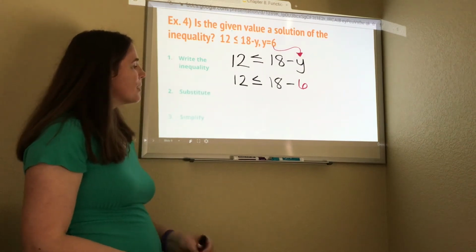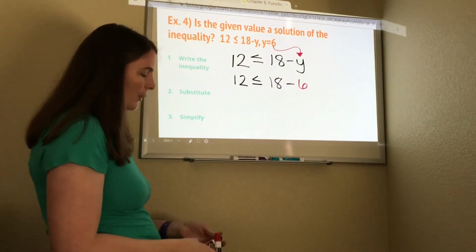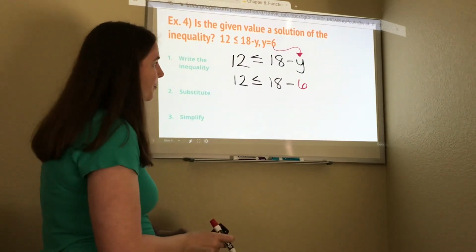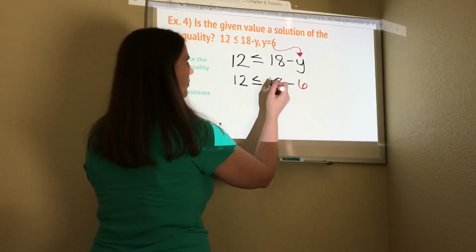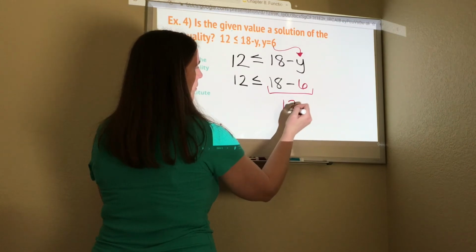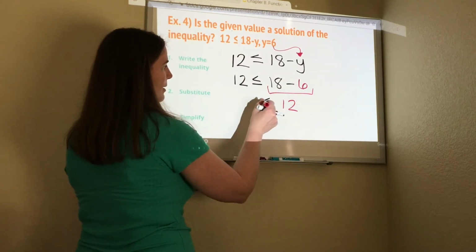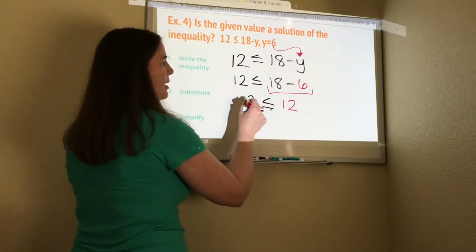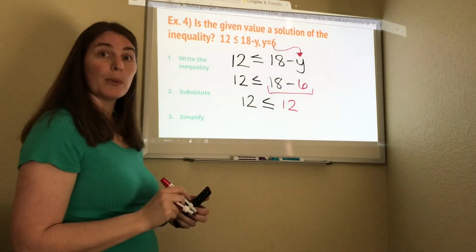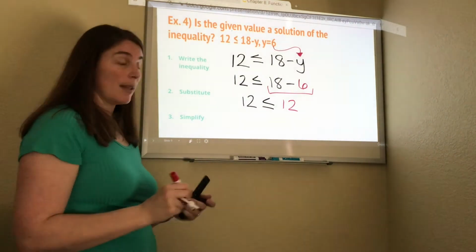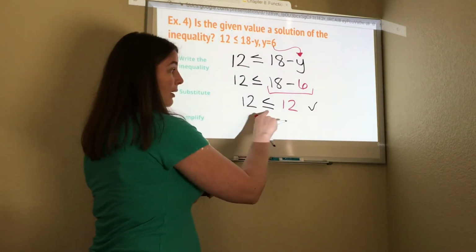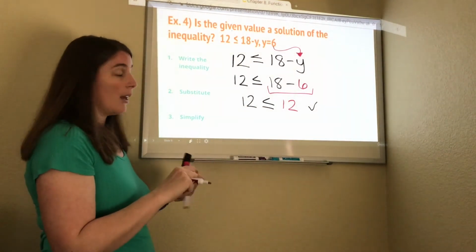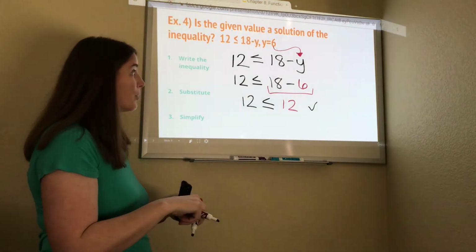And then my third step is to simplify. So what is 18 minus 6? 12. And then everything else stays the same. Is 12 less than or equal to 12? Yes, it is. Okay? Because they are equal. This means that they're equal, and it's okay that they are equal. So that is a true solution.